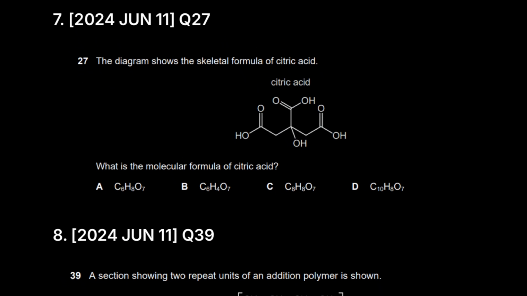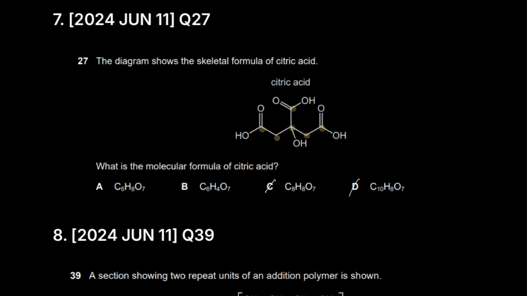Next. The diagram shows the skeletal formula of citric acid. What is the molecular formula of citric acid? Come on, this is a piece of cake. Just count the number of carbons. Let's count it. 1, 2, 3, 4, 5, 6 carbons right here. So C and D are wrong because you don't have 8 carbons or 10 carbons, you have 6 carbons.